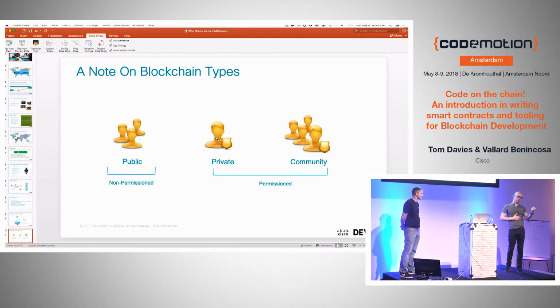A private is where one company might just deploy blockchain for things like cross-departmental transfers that they want to log, or you might have a community, which is maybe 5 to 10 banks working together. They don't want the whole public eye to see every single transaction going through those banks, so they just have 5 to 10 that work together, for example. They're the different types of blockchains that we have.